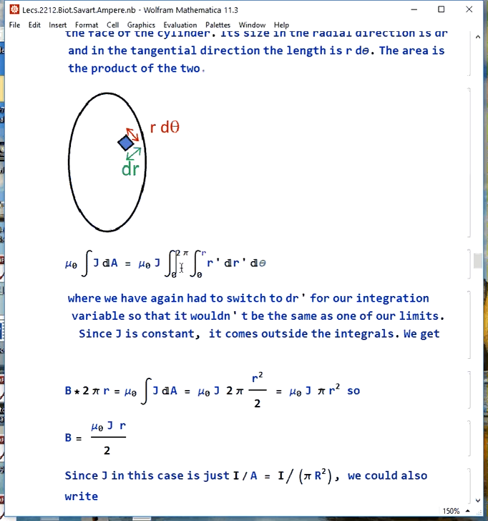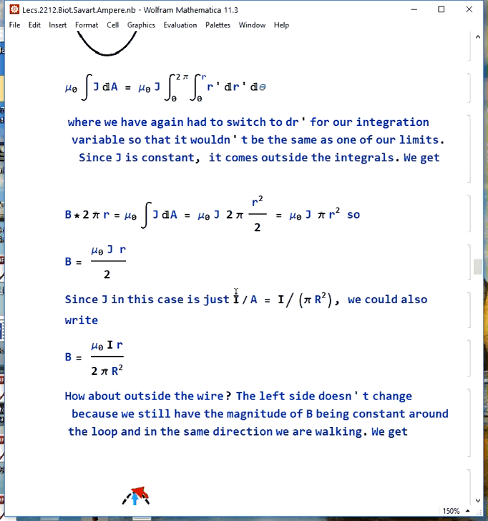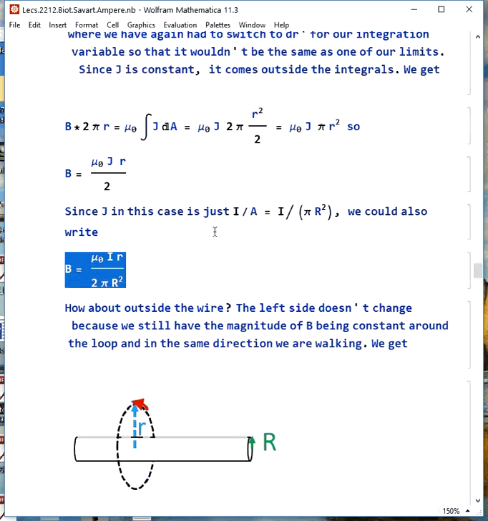So when we do this integral, we just get 2 pi out of this one. That's trivial. Then we end up with the integral from 0 to r of r prime dr prime. That's an easy integral. That's going to give us r squared over 2. So here's what we get on the right. And that simplifies to mu naught J pi r squared. So I can divide by what I got on the left. I get B is mu naught J r over 2. Now, since J is constant, that's just I over A, or I over pi big R squared. So I could also write this as B is mu naught I r over 2 pi big R squared. What about outside the wire?